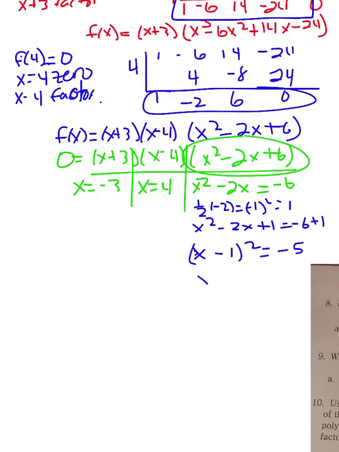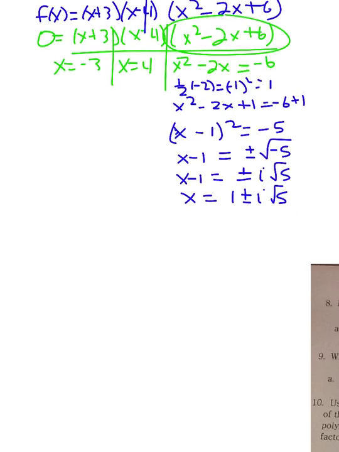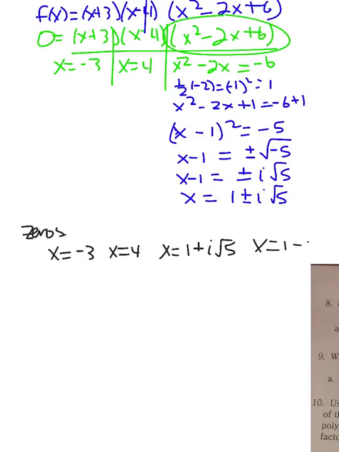Square root both sides, I get x minus 1 equals plus minus the square root of negative 5. So x minus 1 is equal to plus minus i the square root of 5. Add 1. So you have 1 plus minus i the square root of 5. So these are my zeros. Sorry, just want to move this up. So here are my zeros. We have x equals negative 3, x equals 4, x equals 1 plus i the square root of 5, x equals 1 minus i the square root of 5.